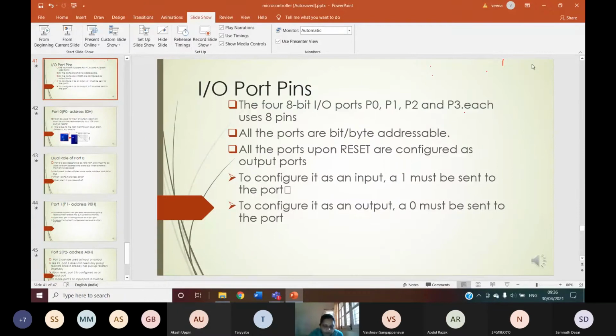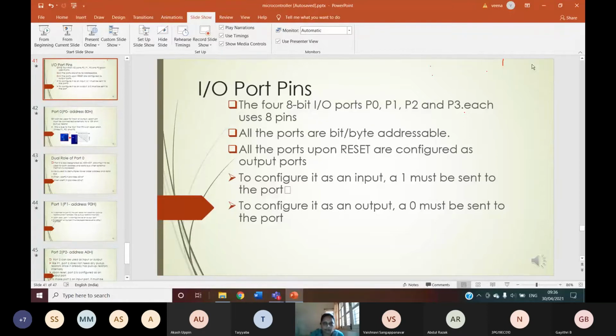Okay, so going to the last topic. This is the last topic of the first module. We need to discuss the IO ports. When we were discussing the pin diagram of the 8051, you already came to know about it, so we'll just see it one more time. What are the IO ports and how many IO ports are there?